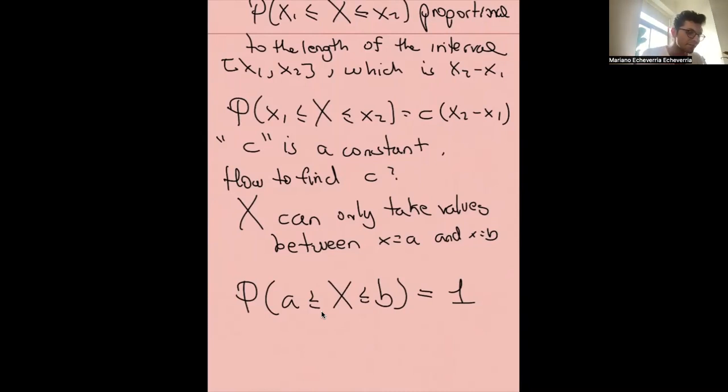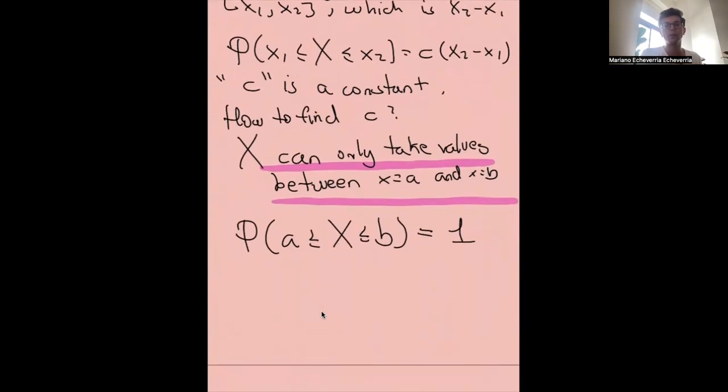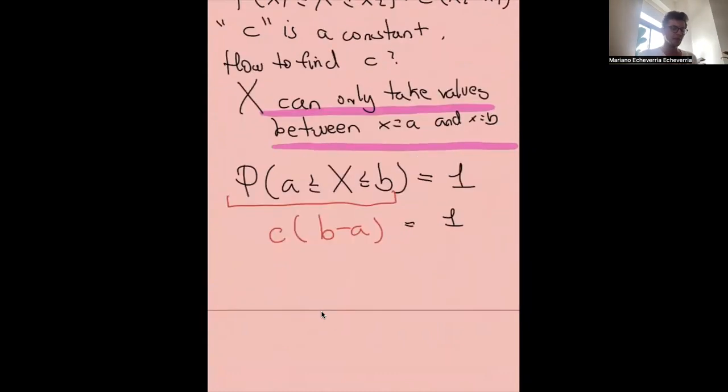So here I'm really using that x can only take values between a and b. It's important to have that in the assumption. Why? Because based on my requirement that in general this probability should be proportional to the length of the interval, this should just be c times b minus a. That gives you the value for c, which should be 1 over b minus a. That's how 1 over b minus a appears in this context.